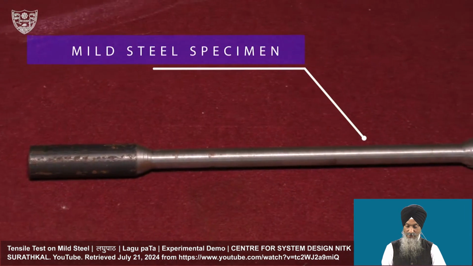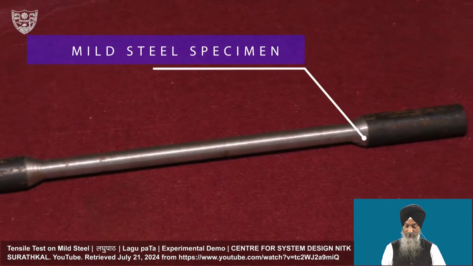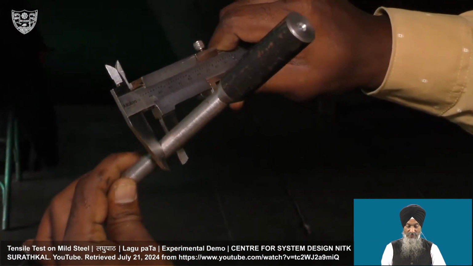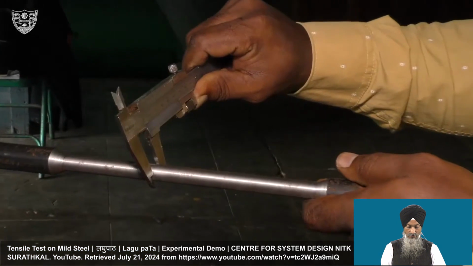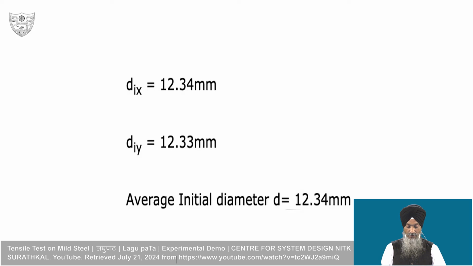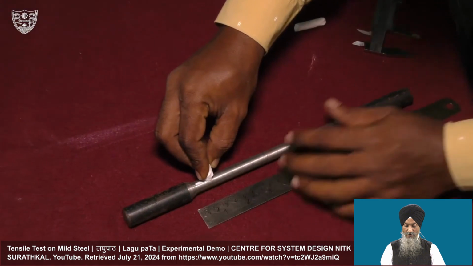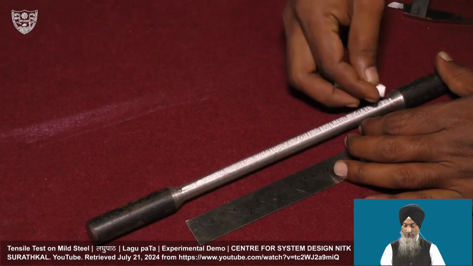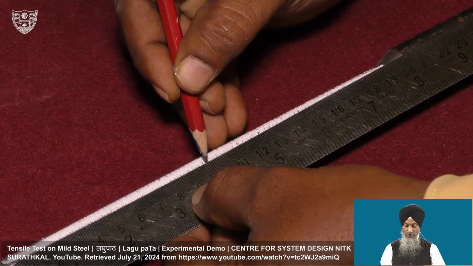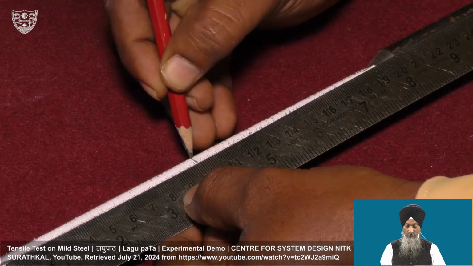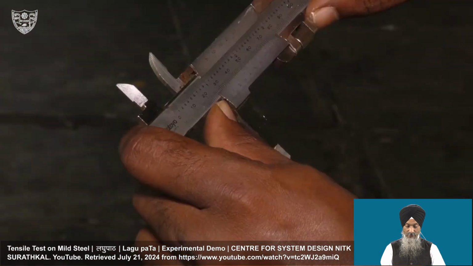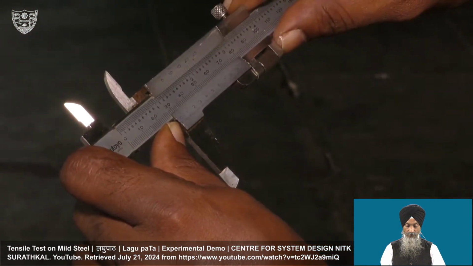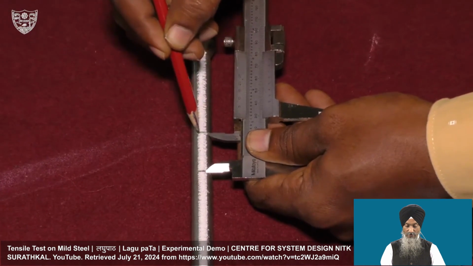So this is a mild steel specimen. You can see the specimen as per the ASTM standards. First we measure the initial diameter. In two perpendicular directions we measure it, and we get the initial dimensions here, like 12.34 millimeter, 12.33 millimeter. Then we mark a line straight over it using the chalk, and we locate the center point here. Using the scale we are marking the center here, and either side we are marking the pointers here.